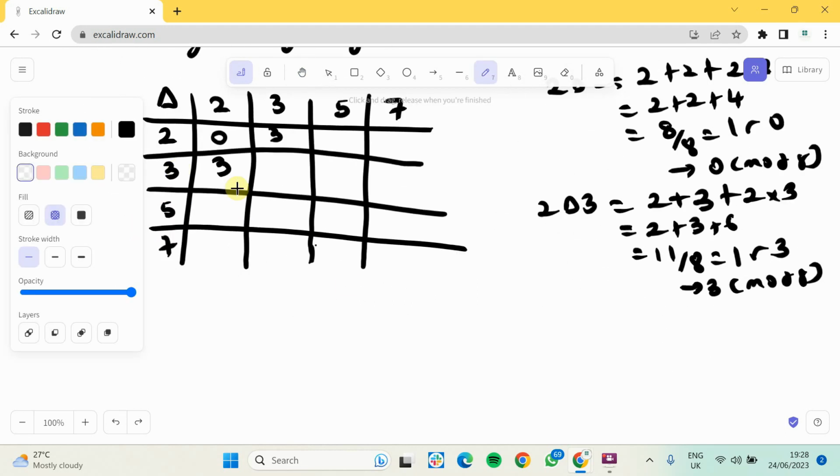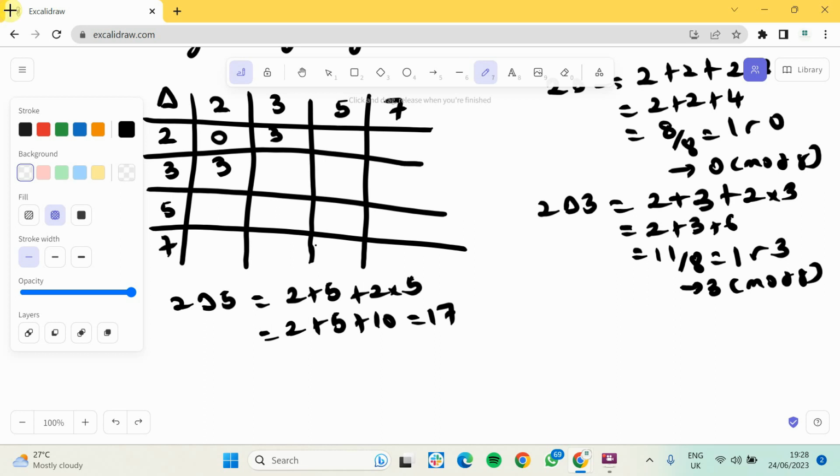Now let's continue. So the next value is actually 2 by 5. So 2 by 5, this is 2 plus 5 plus 2 times 5, right? So this is 2 plus 5 plus 2 times 5 is 10. So by the time I add all of this, it will give me 17. So 17 divided by 8, right? This is 2 with a remainder of 1, right? So that means the value here is actually 1 mod 8, right? So where I have 2 by 5, I'll put in 1. Wherever I have 5 by 2 also, I'll put in 1, because 2 operator 5 is the same as 5 operator 2.